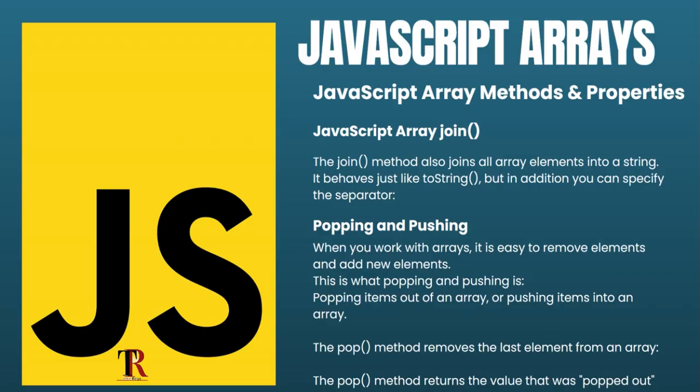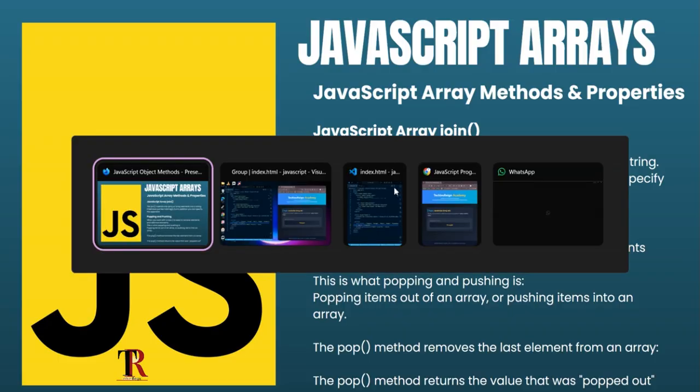The difference between this method and the toString method is that when you use the toString method, all the elements of your array will be separated by comma. You don't have the flexibility to specify the separator that you want. Sometimes you might not want a comma, you might want something like an asterisk, you might want something like a pipe. So the join method allows you to specify the separator, but it behaves just like toString. So let's take a look at an example in my code editor.